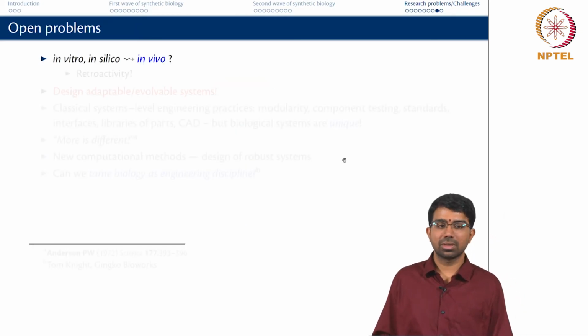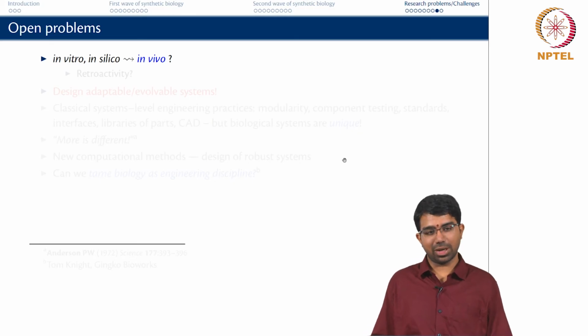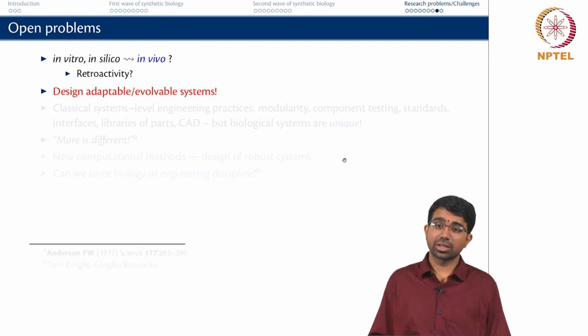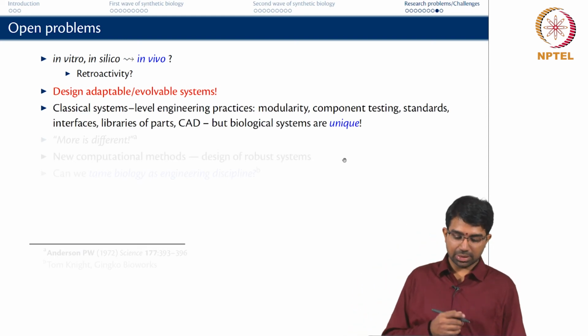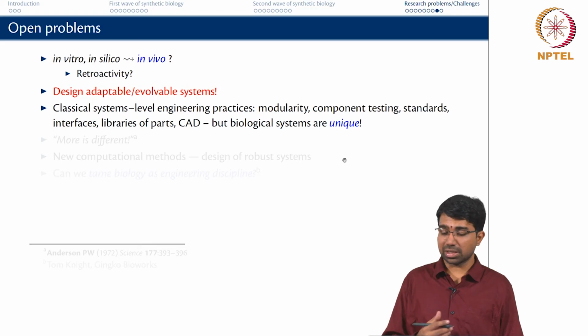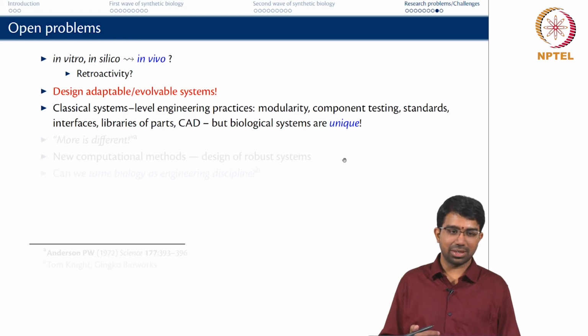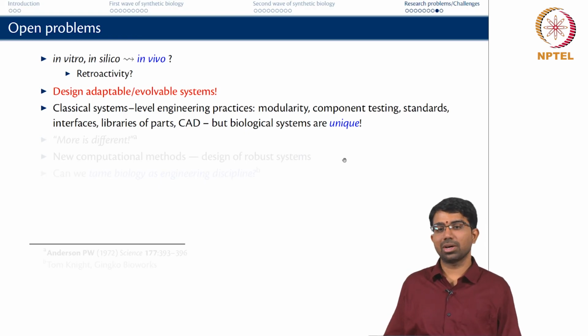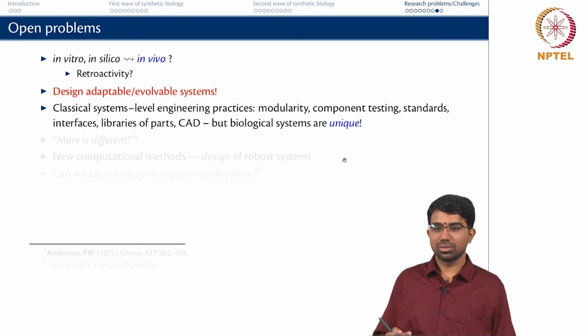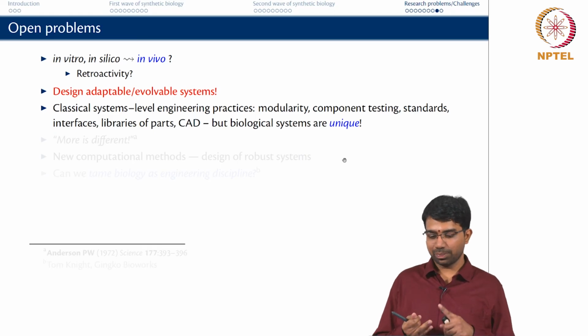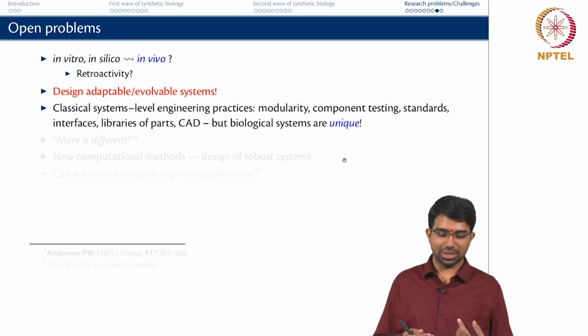Lastly, some open problems. You have an in vitro system, you have an in silico system. What happens when you stick it in vivo? Can you handle retroactivity? Or can you design adaptable or evolvable systems? See classic systems level engineering practices, can you apply them all in biology, like modularity, component testing, standards, interfaces, parts library, computer aided design? You want to apply all of them in biology, but it is very challenging because biological systems are unique. Why unique? Highly nonlinear, lots of noise, lots of robustness, evolution and heterogeneity and so on.